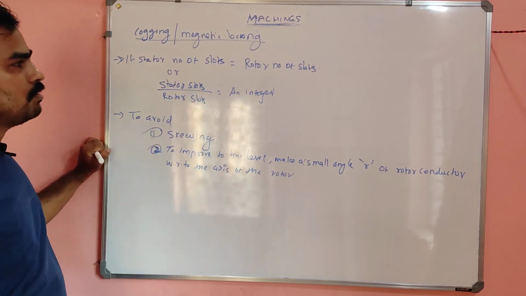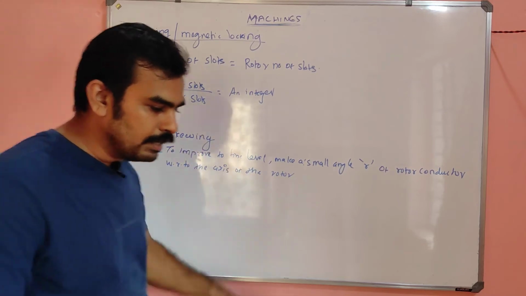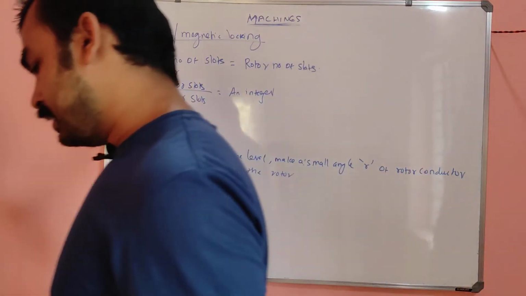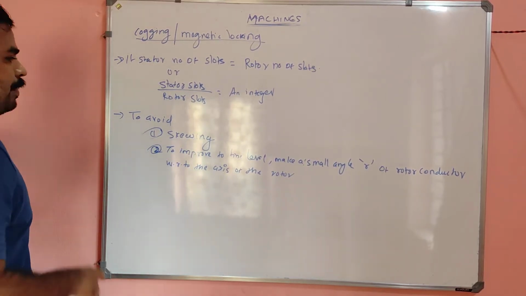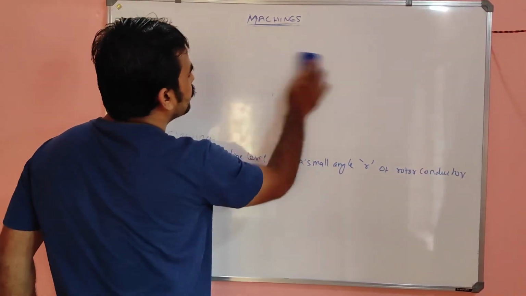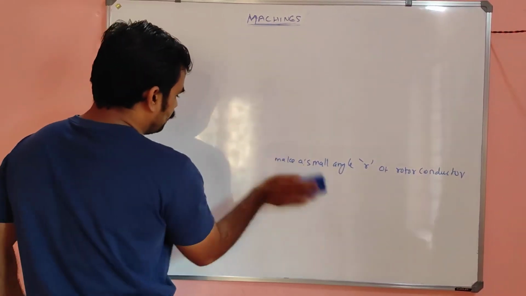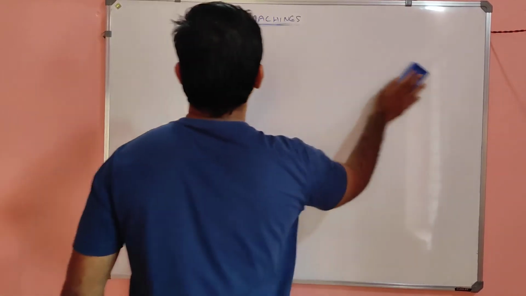Stator number of slots equal to rotor number of slots is the condition at which cogging or magnetic locking happens. Is it clear, my dears? Okay. Did you get my point? These are small topics. First questions are normally asked from this session. This is important.